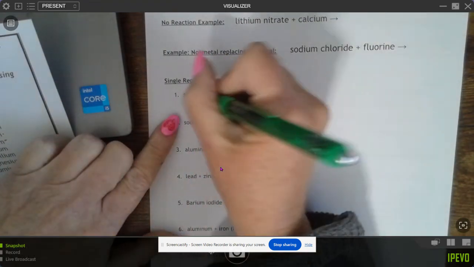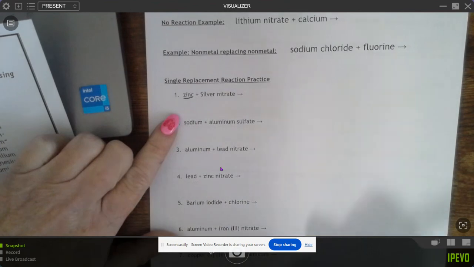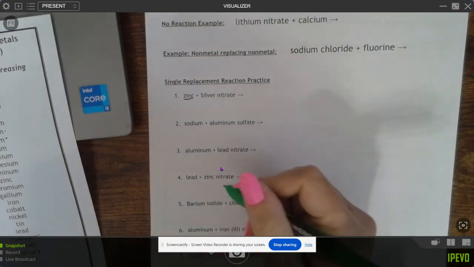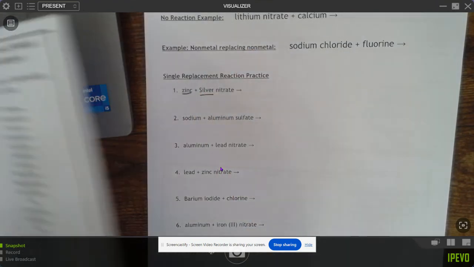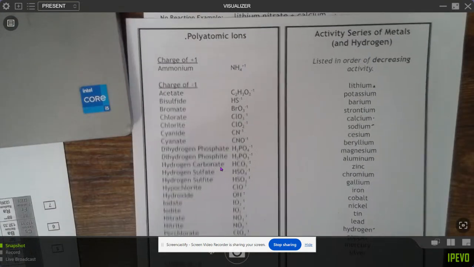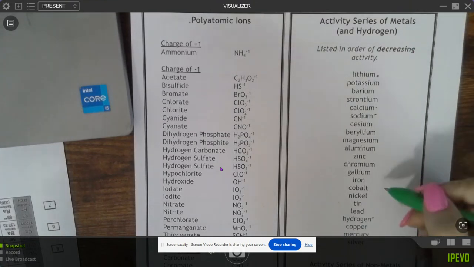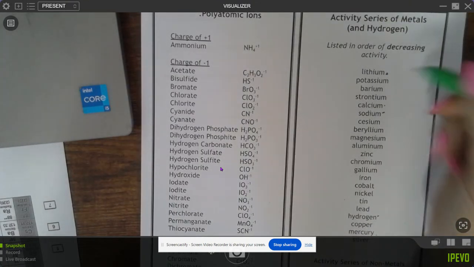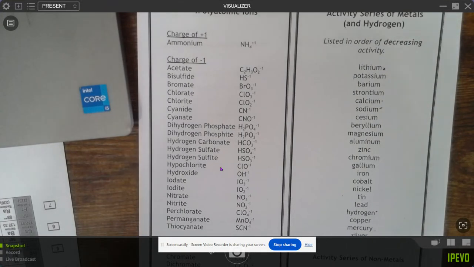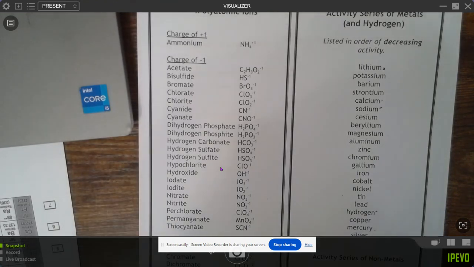So in this case, zinc is the element, and that's a metal. So you're going to compare zinc to the other metal. In this case, we're going to compare zinc and silver. We're going to look at our activity series. Remember, the higher up the element is on the list, we joked in class and said the more Rs that element has, meaning the more reactive it is, the more likely that element is going to end up as part of a compound versus being alone.